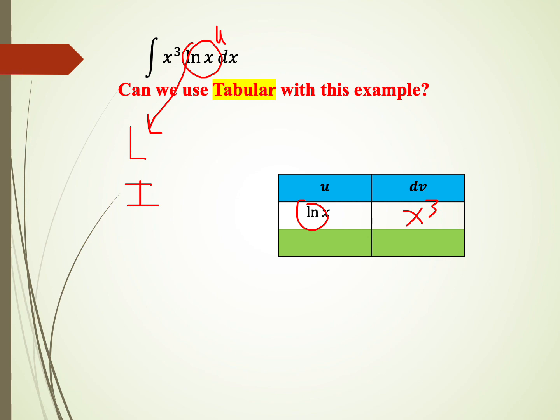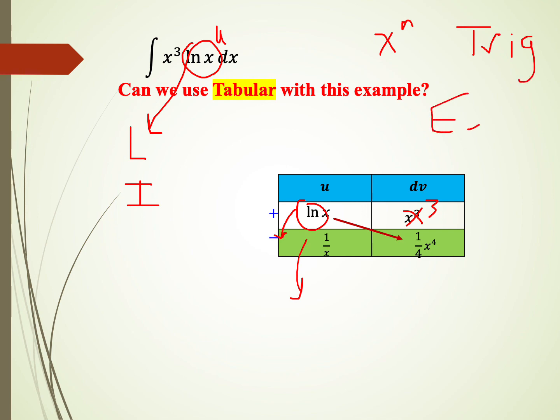So if I apply tabular, I will find the derivative of ln, and we know the derivative of ln is 1 over x. And the integration for this one will be x to the power 4 over 4. If I continue, I will never get 0. I will never reach 0. This is why integration by tabular works only with polynomials, or x to the power n, with trigonometric or exponential functions, not with any other function. Thank you very much. See you later.